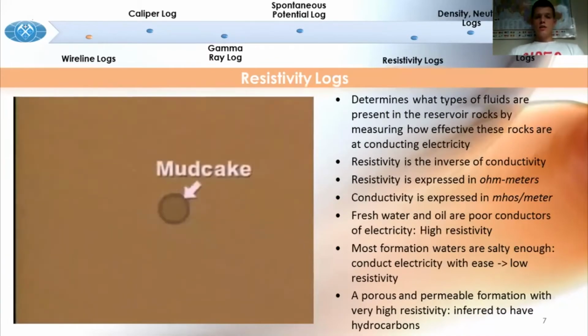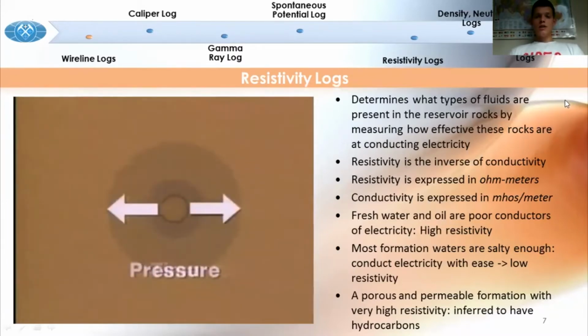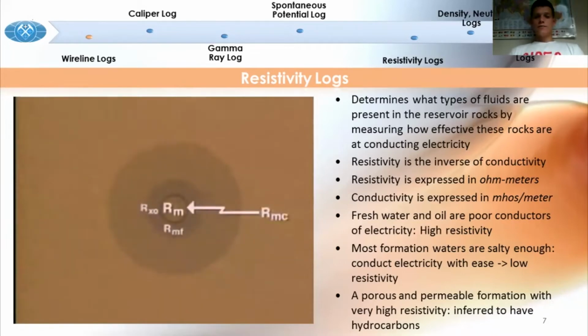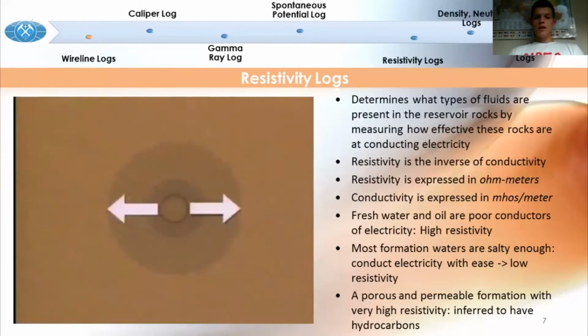Resistivity logs determine what types of fluids are present in the reservoir rocks by measuring how effective these rocks are at conducting electricity. Resistivity is the inverse of conductivity. Resistivity is expressed in ohm meters. Conductivity is expressed in mho per meter.